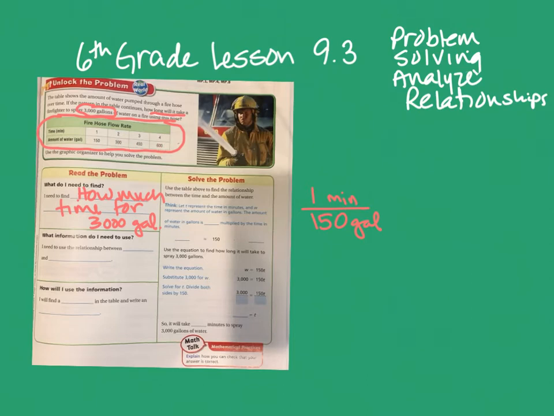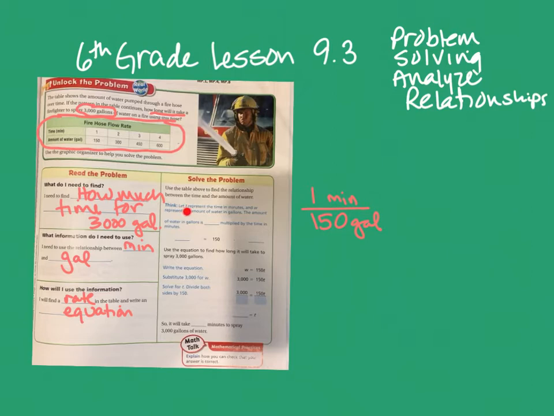And so what information do I need to use? I need to use the relationship between minutes and gallons. That's the ratio that we wrote off to the side. We kind of got ahead of ourselves and wrote the ratio. How will I use that information? I will find a rate in the table and then write an equation for it. So we're going to use the table above to find the relationship between the time and the amount of water, or the rate that we got here.